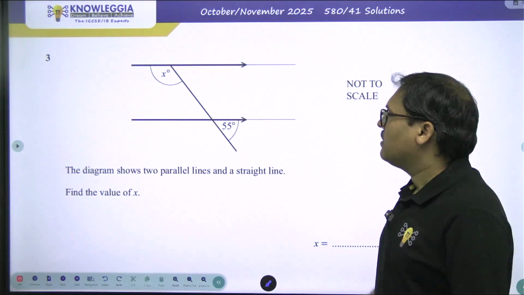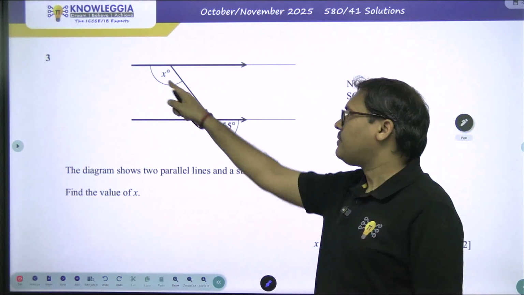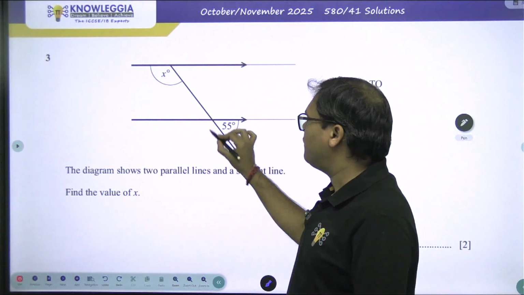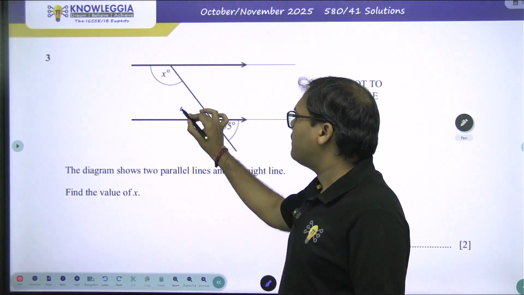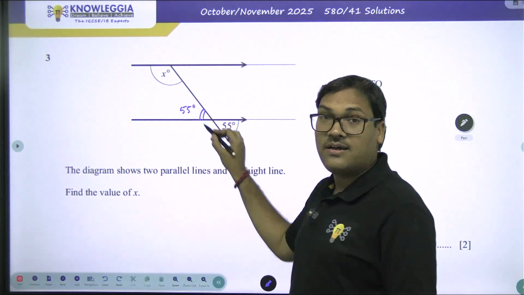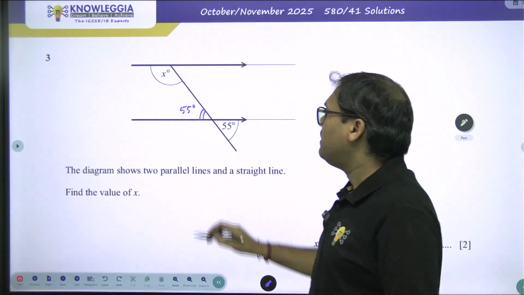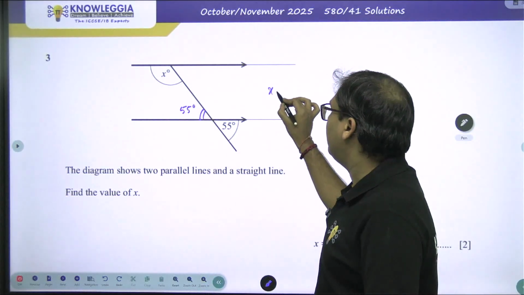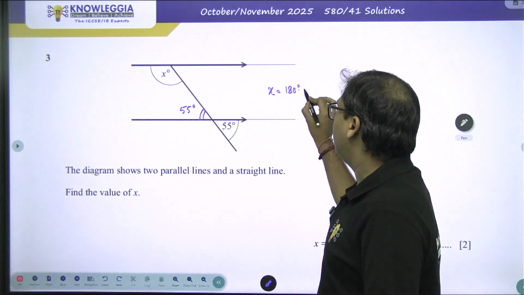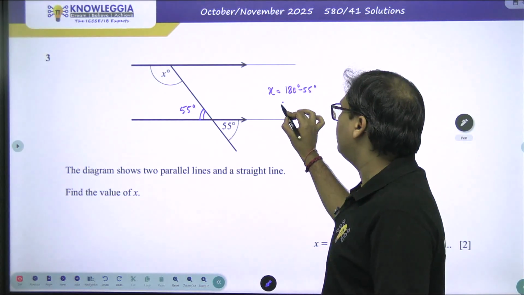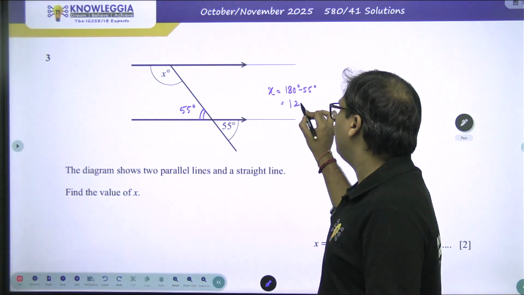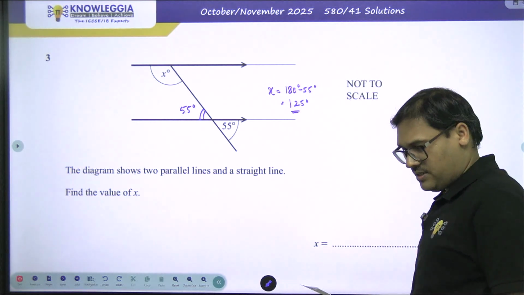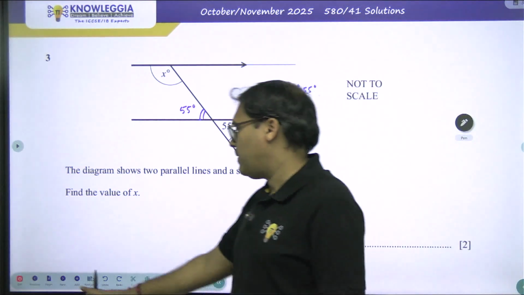Next question. Two parallel lines, angles given to you. You have to find x, and you can clearly see this is 55. I can say this is also 55 degrees because these are vertically opposite angles. And the sum of interior opposite angles is 180 degrees. So what is x? X will be equal to 180 degrees minus 55 degrees, which is equal to 125 degrees. Right? This is 125 degrees. So the answer is 125. That is the answer for this question.